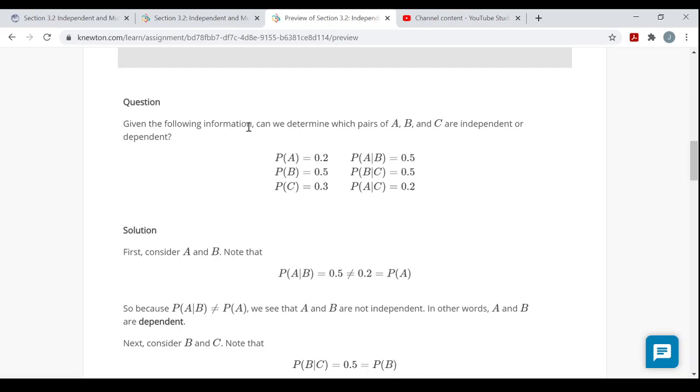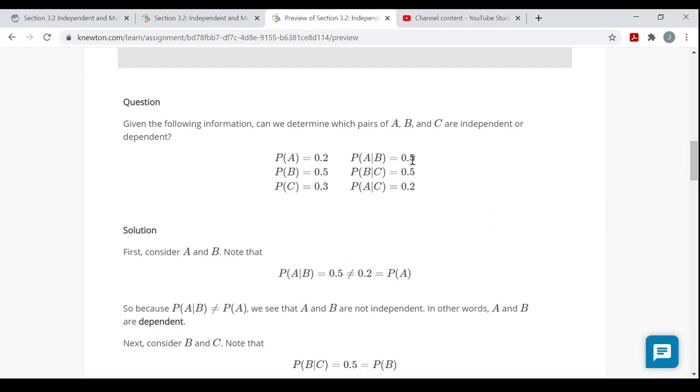All right, so they give an example here. Given the following information, can we determine which pairs of events A, B, and C are independent or dependent? Here we are given the probability of the individual events. The probability that A occurs on its own is 0.2. The probability that B occurs is 1/2. The probability that C occurs is 0.3. And then we're given some conditional probabilities. The probability that A occurs, given that B has already occurred, is 1/2. Notice that that's not equal to 0.2.